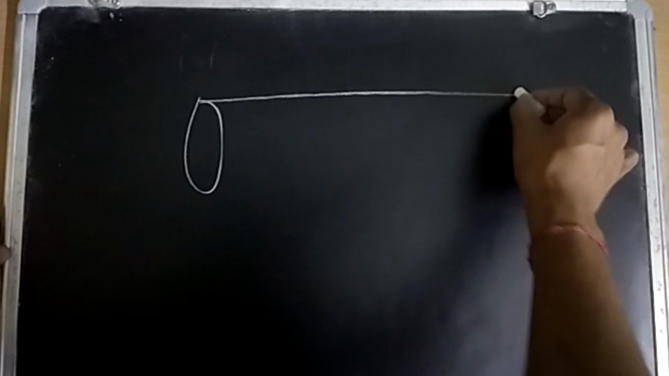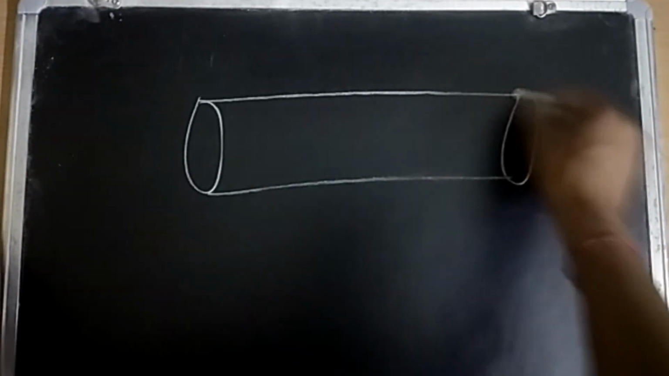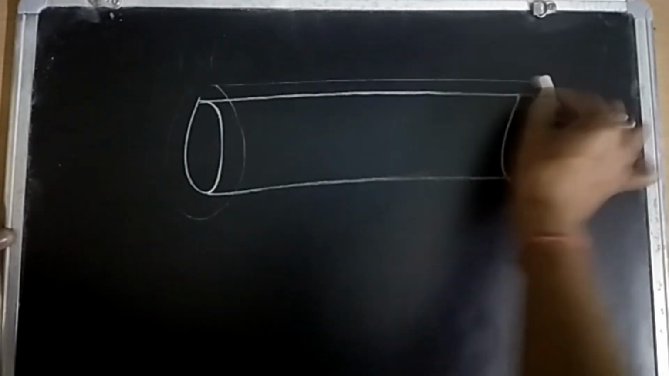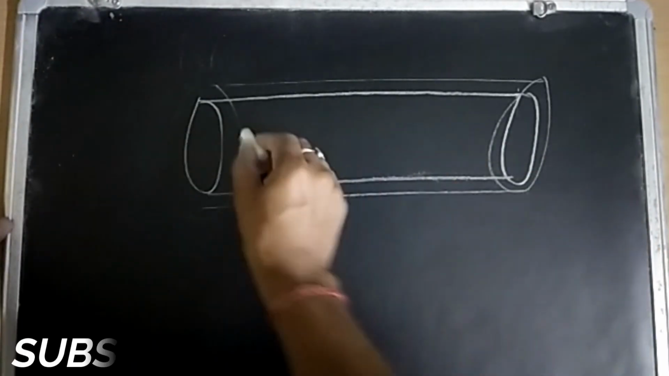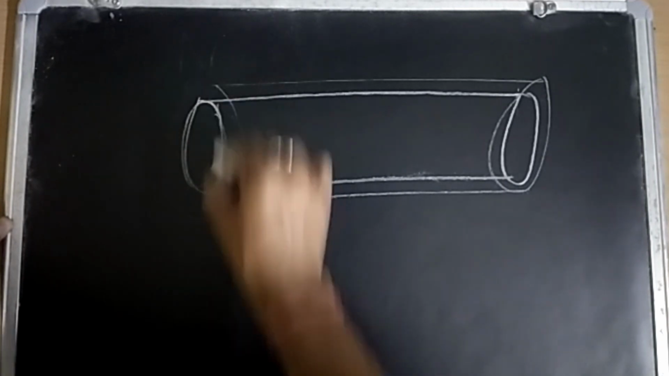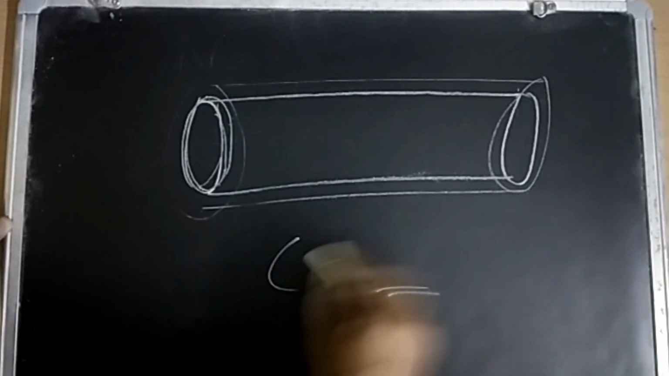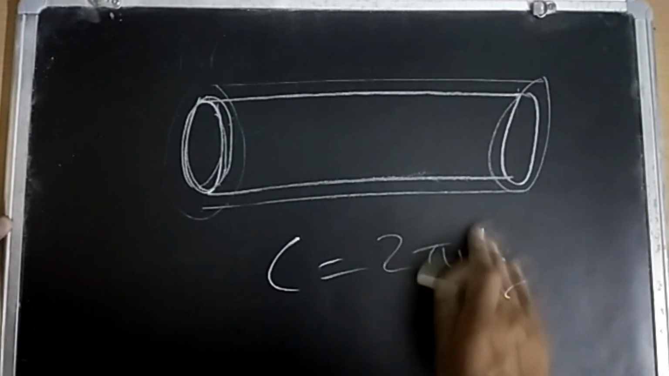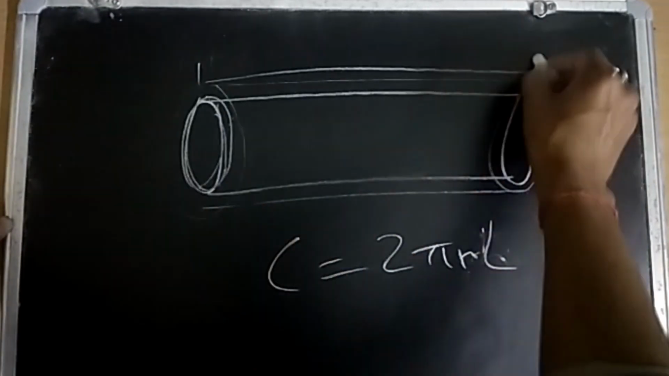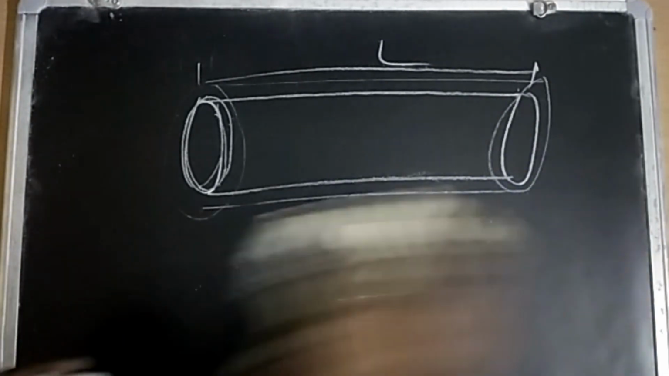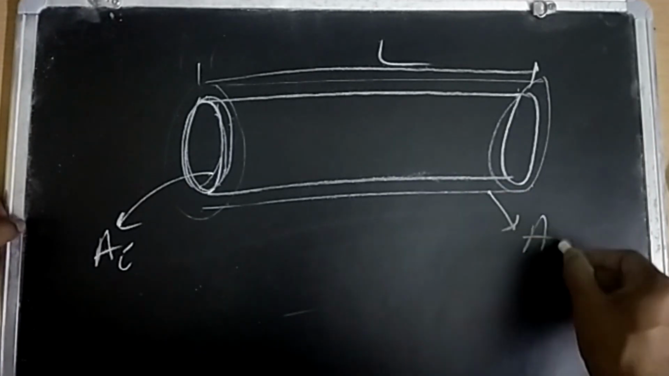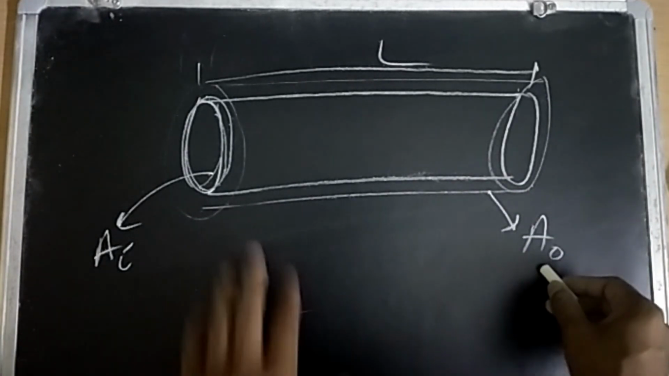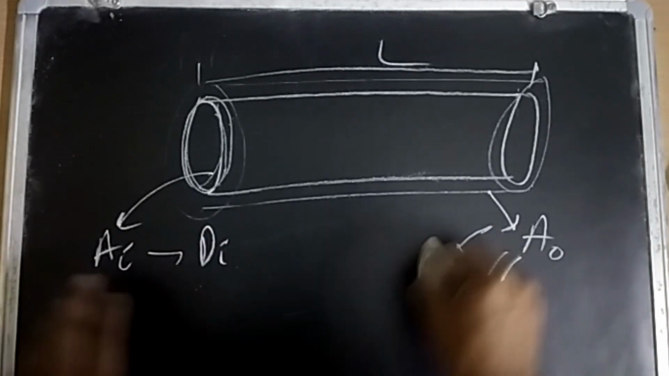Now let's look at the pipe. Let's say we take a cylindrical pipe like this, and this pipe has some thickness. Obviously the pipe is not like this, every pipe has some thickness. The curved surface area of a cylinder is 2 pi r L, where r is the radius and L is the length. So there is an internal area Ai and an outer curved surface area Ao, corresponding to Di and Do.